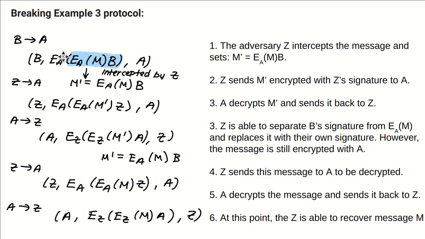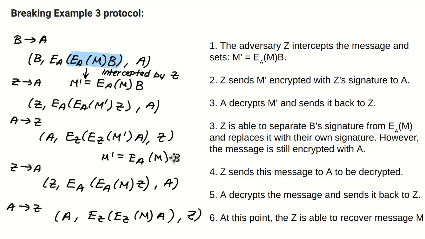They intercept the message from B to A, and let's denote this part of the message as M prime, the encrypted message with B's signature. So Z wants to decrypt M prime. They do this by sending this whole message encrypted to A, and A will decrypt both encryptions and send it back to Z. So now Z is able to decrypt it and reveal what M prime is.